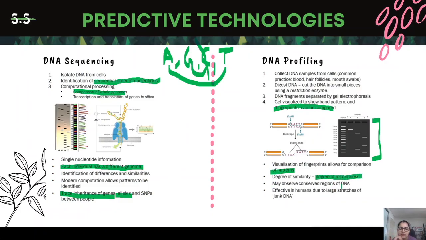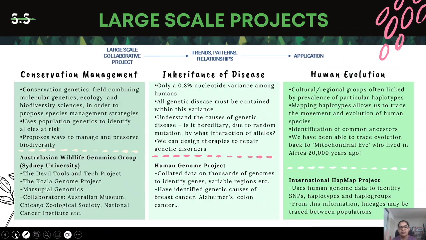And we can observe conserved regions of the DNA. The reason that it is effective in humans is because we have large stretches of junk DNA as well. So, not all DNA codes for proteins, a lot of it is just junk DNA. So, large scale projects.